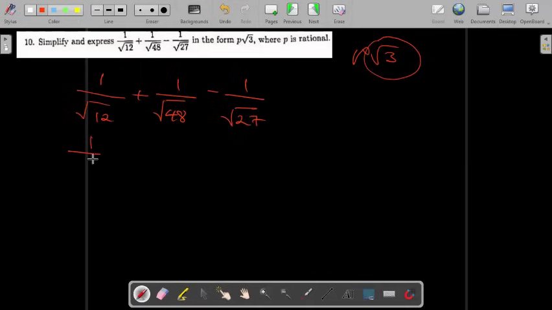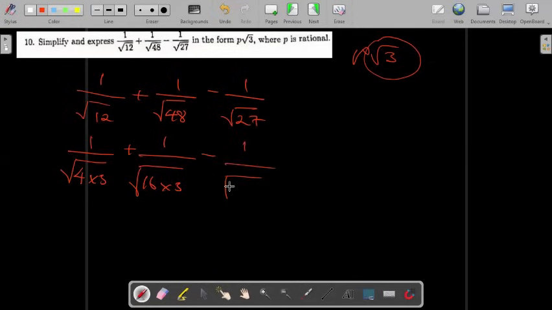I observe that root 12 can be written as root 4 by root 3. Then I can write plus 1 over root 48 as root 16 by root 3. Are we together here? When we multiply 3 by 16, we do get 48, right? Yeah. Then minus 1 over root 27 can be written as root 9 by root 3. So I can obviously see now that at least I'm getting that root 3 somewhere. So now, what next do I do here?